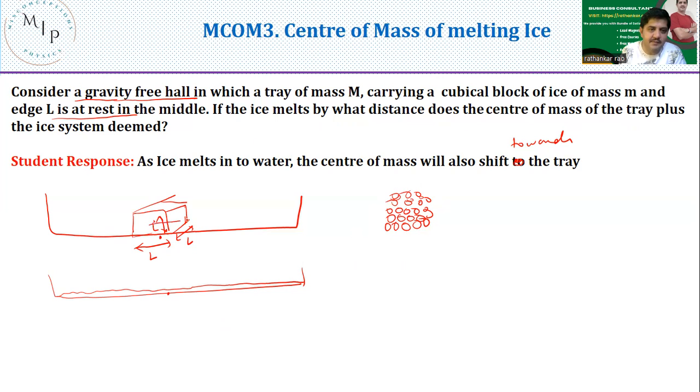The center of mass would be at a distance of L by 2 for the ice, and for the tray it will be at this point, at the base. So as a result nothing will happen to it. The center of mass will remain at the same position. If we still want the math behind it, what is the value of the center of mass? Then what you need to do is, this mass is at this point.